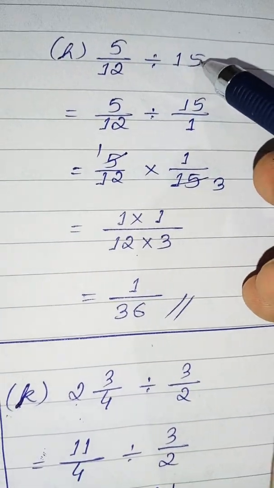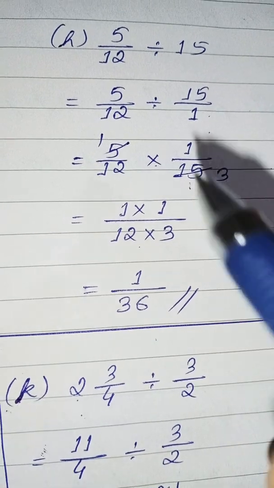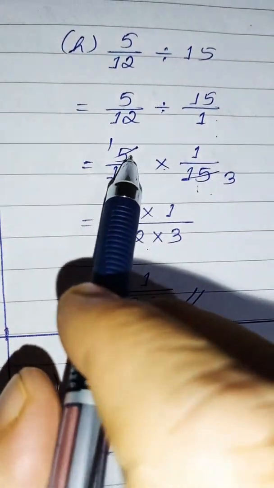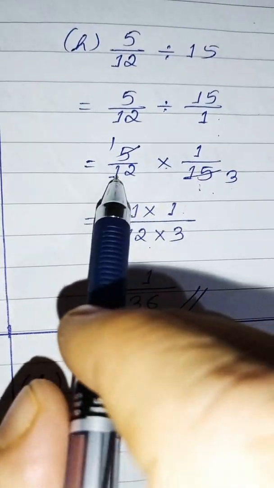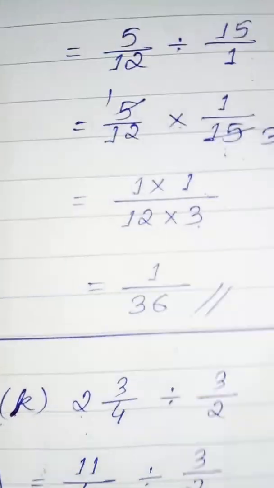Similarly here also, 15 means 15 by 1, and as soon as I take the reciprocal, it becomes 1 by 15. So now 5 and 15 are divisible by 5. So 5 1s are 5, 5 3s are 15. So you are left with 1 into 1, 12 into 3, that is 1 by 36. So this is also done.